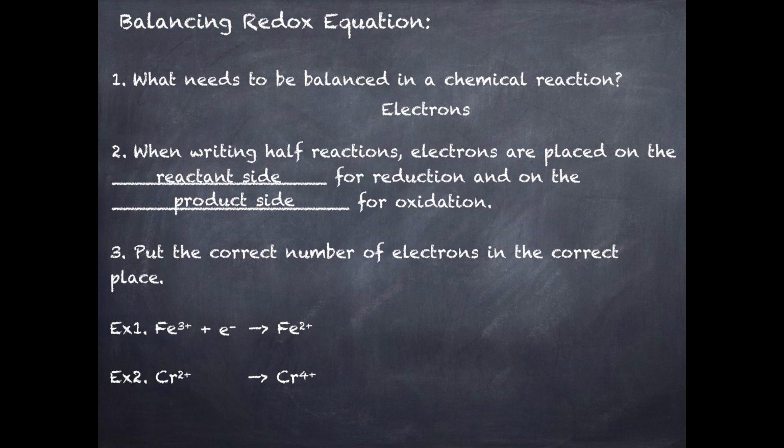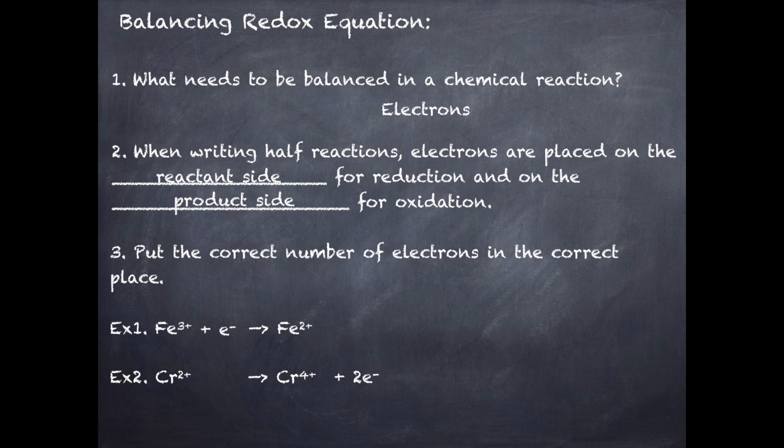I've got chromium 2+ producing chromium 4+. So I've got a 2+ charge on my reactant side, a 4+ charge on my product side. So in order to get an overall 2+ charge so that these can be equal, I need to add electrons to my product side, and I need to add 2 electrons to my product side, because then 4+ and 2- would give you 2+.